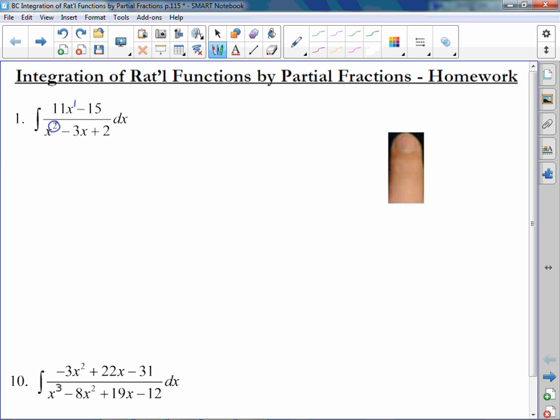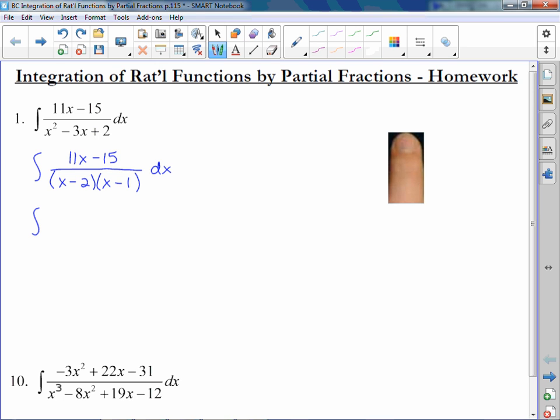And I'll show you what to do if the degree is higher on the back of this page, page 116. All right, what we want to do first is factor the denominator. We don't care about the numerator right now, so we're going to leave the 11x minus 15 on top, and we factor the bottom. Factors of 2 are 2 and 1, and we want them to both be negative.